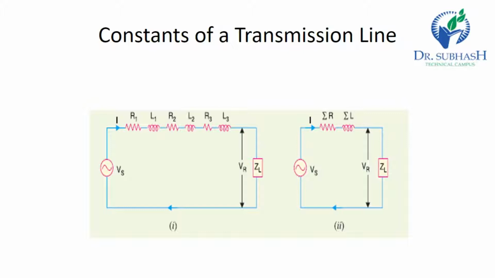The next topic is the constants of a transmission line. Here we see in the figure the equivalent circuit of a transmission line. Vs is the sending end voltage, Vr is the receiving end voltage, ZL is the load impedance, and R1, R2, L1, L2, L3 are the line resistance and inductance. In the second figure we see R and L as lumped parameters.